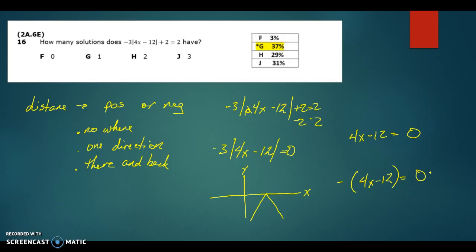A lot of teachers teach to make this positive and this negative, but you've actually got to isolate this quantity and make sure you have the positive representation of the quantity or the negative representation of the quantity. This is the definition of true absolute value. A lot of the teachers want to teach it and 4x minus 12 equals negative 0, which of course doesn't work.